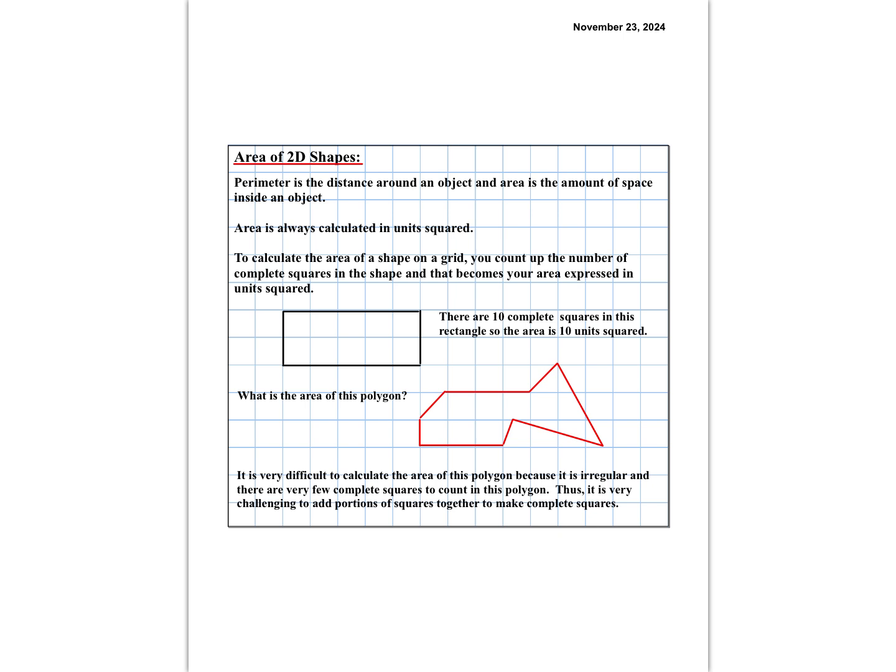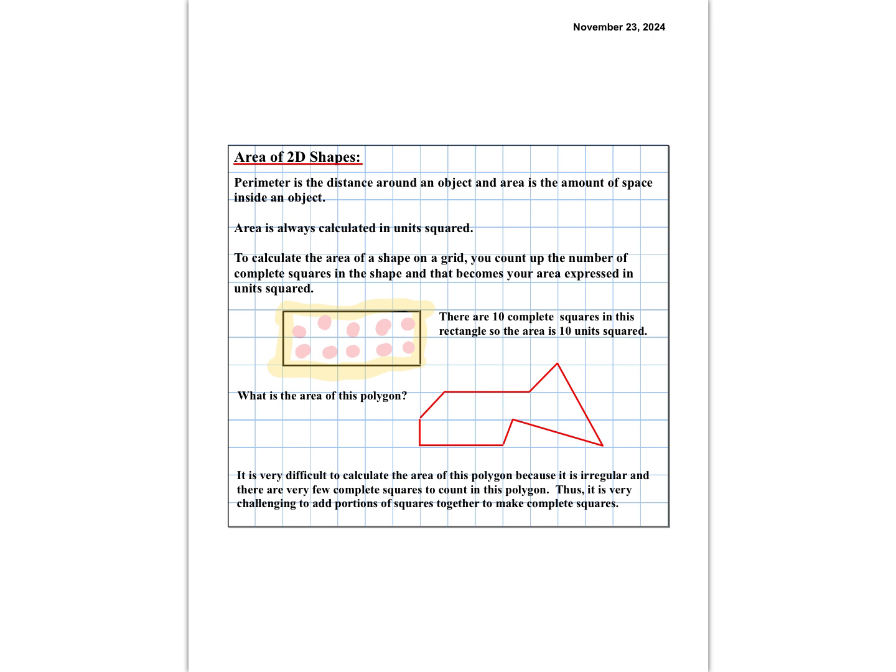So if we look at this rectangle that we have right here, we can calculate the area very simply by counting the squares that are inside. So if we do 1, 2, 3, 4, 5, 6, 7, 8, 9, 10, we know it's 10 complete squares. This can be 10 units squared.